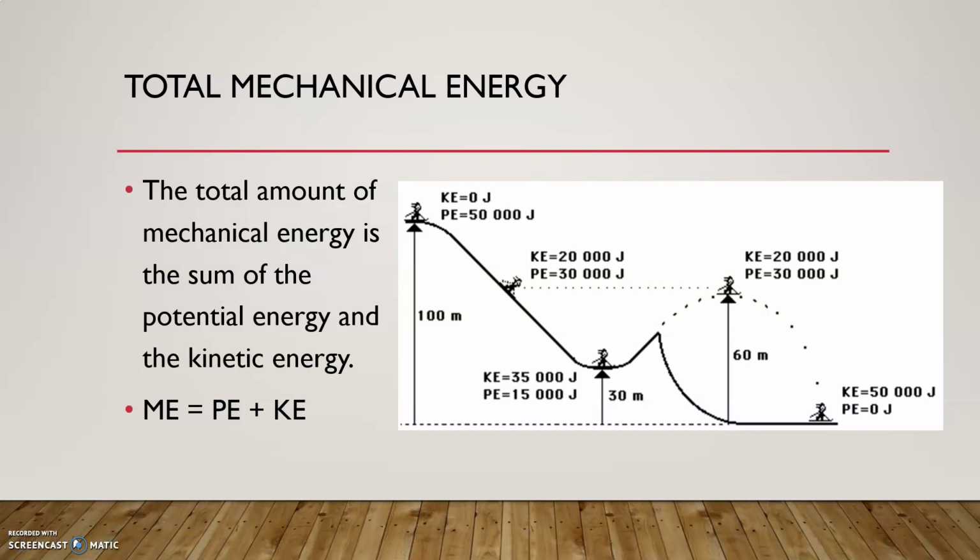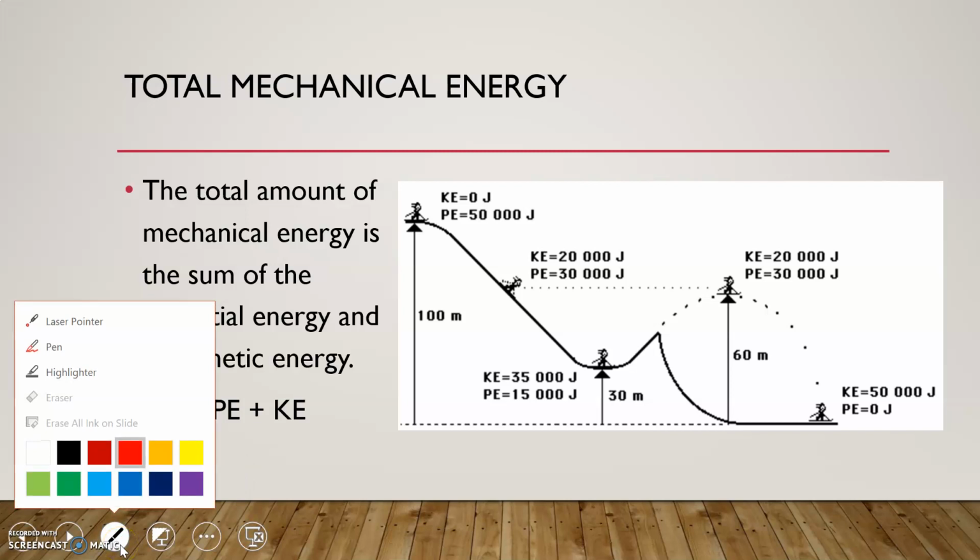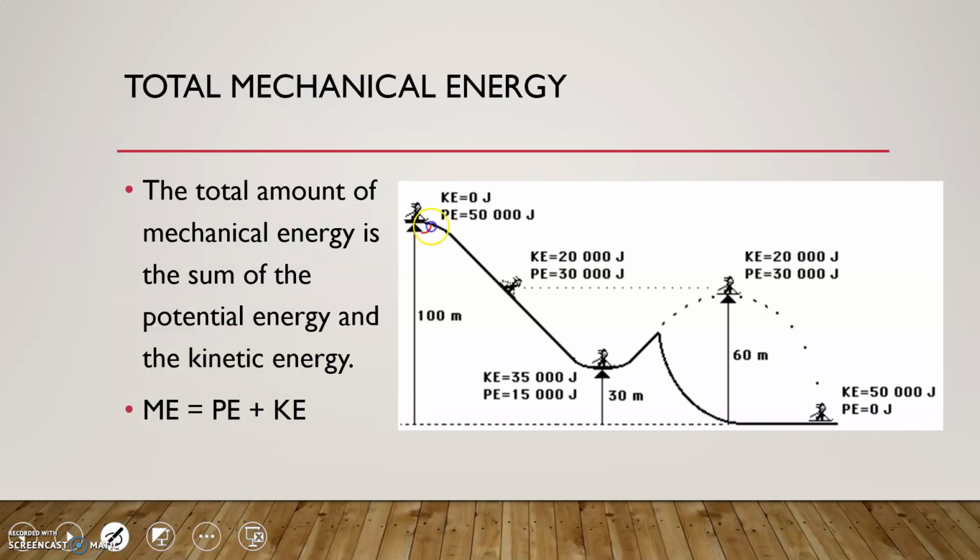So the total amount of mechanical energy is the sum of potential and kinetic energy, meaning in order to find an object's total mechanical energy, that's going to be just the potential energy plus kinetic energy. So we have an image here that we're going to be looking at. At top, we have a skier, and we see that the kinetic energy is 0 joules, so they're not moving at this point, but he has 50 joules of potential energy.